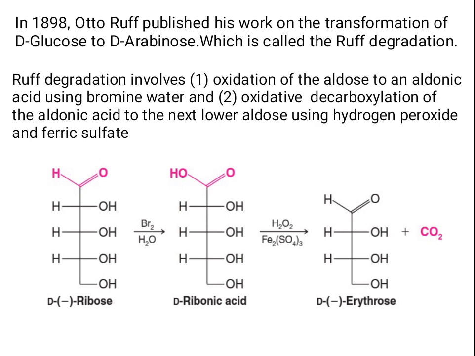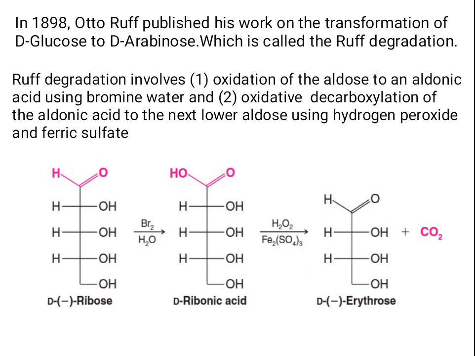So what he has done, he took the D-ribose and converted it to the D-ribonic acid by treating it with bromine water. So this CHO group is converted into COOH group. Then he used hydrogen peroxide and ferric sulfate, Fe2(SO4)3. So he got the structure of D-erythrose. And don't be confused with the Fenton reagent. Fenton reagent is hydrogen peroxide and ferrous sulfate. That's not ferric sulfate, okay?